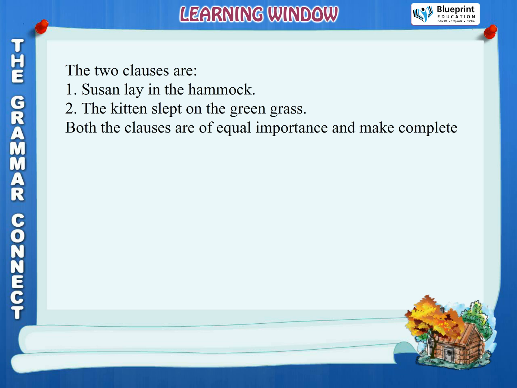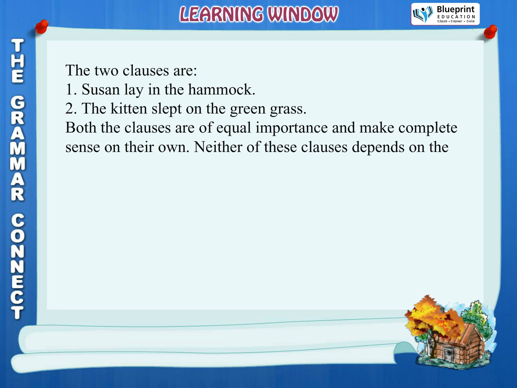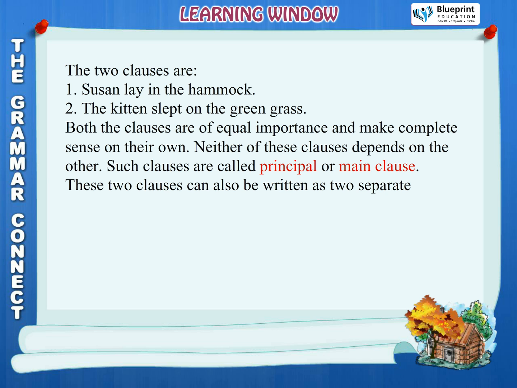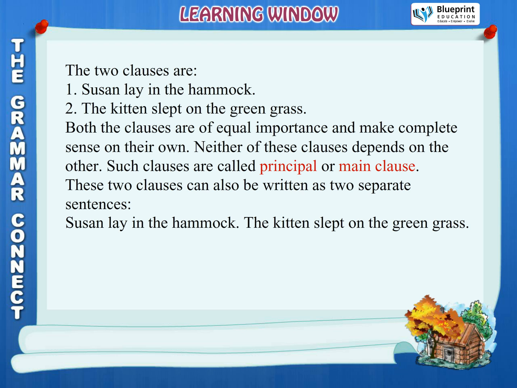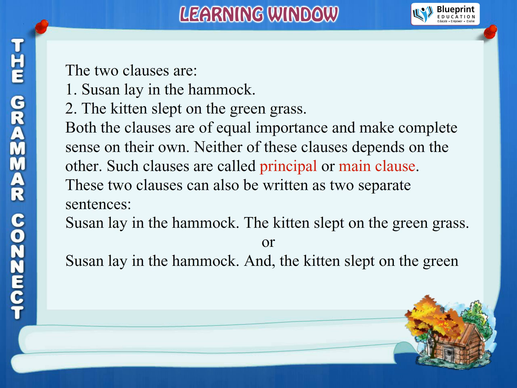Both the clauses are of equal importance and make complete sense on their own. Neither of these clauses depends on the other. Such clauses are called principal or main clauses. These two clauses can also be written as two separate sentences. Susan lay in the hammock. The kitten slept on the green grass. Or, Susan lay in the hammock and the kitten slept on the green grass.